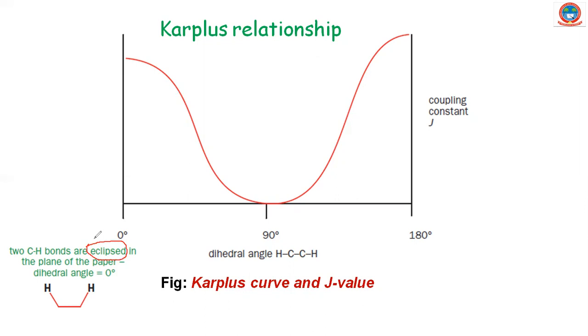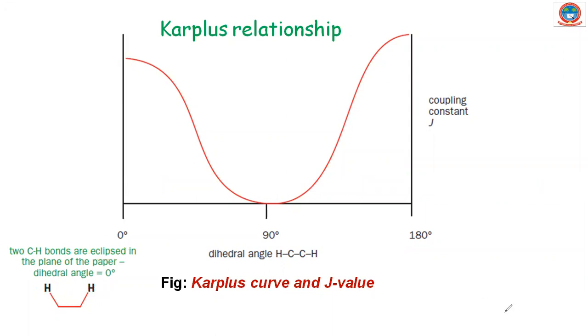When they have a 0 degree dihedral angle, what is the value? They show a very good value of J, very effective. The reason is very simple. These two protons have their orbitals in this orientation to each other, and therefore they will sense coupling from each other and they will split. Fine?